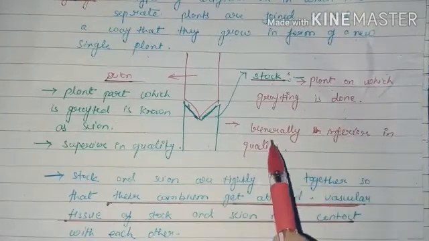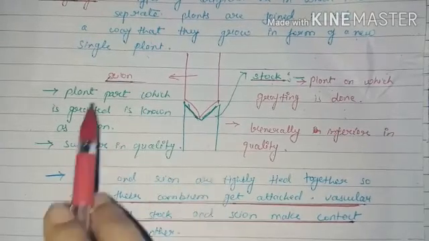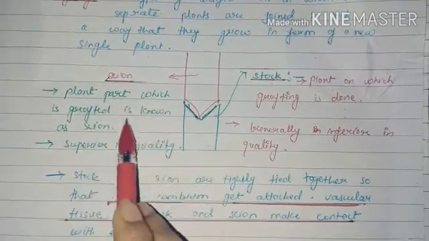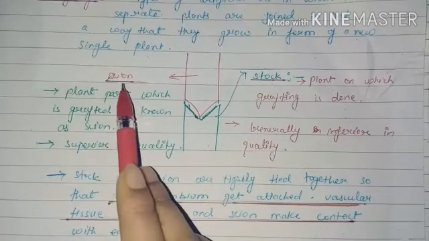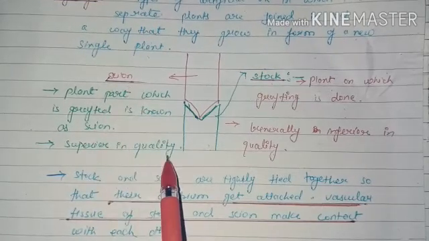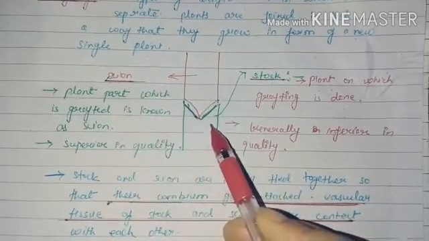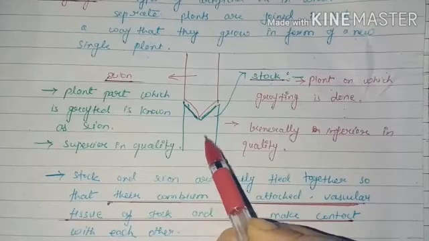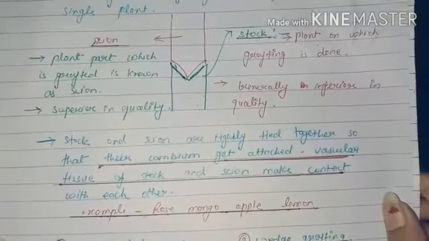Generally it is inferior in quality. Scion: the plant part which is grafted is known as scion, and it is superior in quality. So our portion is the scion, and the plant on which we will graft it is known as stalk. So why will we do this?